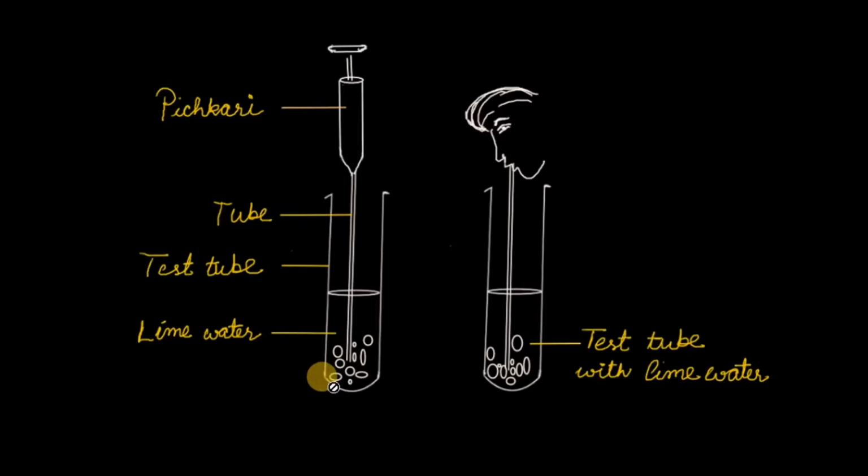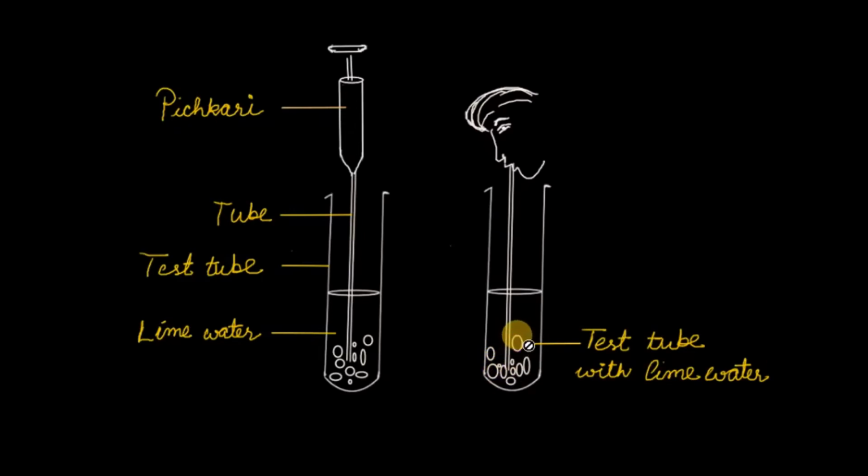So now we will note the time taken. And in the second test tube, we will exhale the air. So, when our exhaled air passes over the lime water, it starts turning milky at a rapid rate as compared to the other test tube.